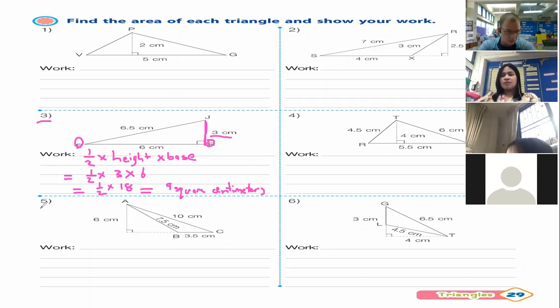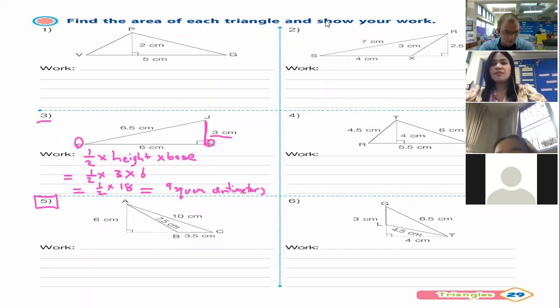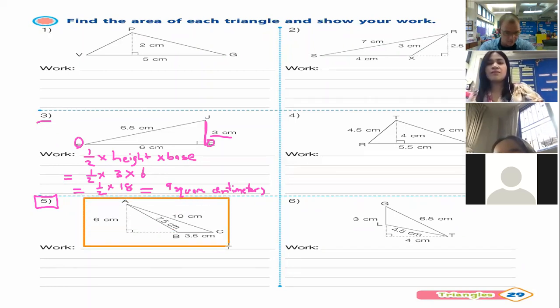Okay, let's just do a quick check for number 5. This is an interesting one. Can anyone tell me what is the height of number 5? 6. 6. Why do you say 6 centimeters? Why don't we use the 7.5? Why do we use 6? Do you know? Your answer is correct. Just want to make sure if you understand why.